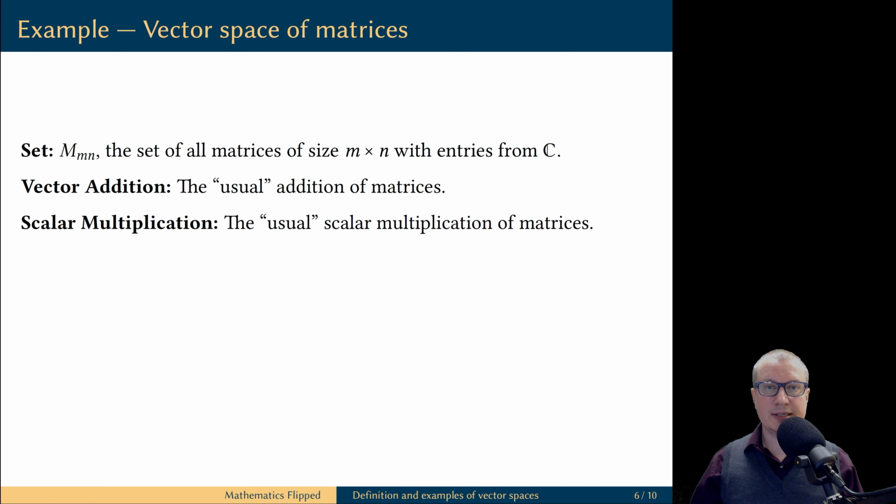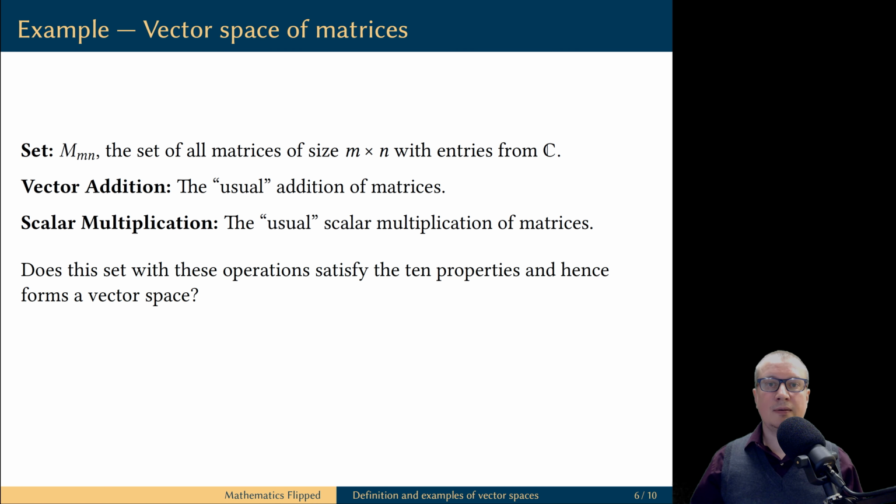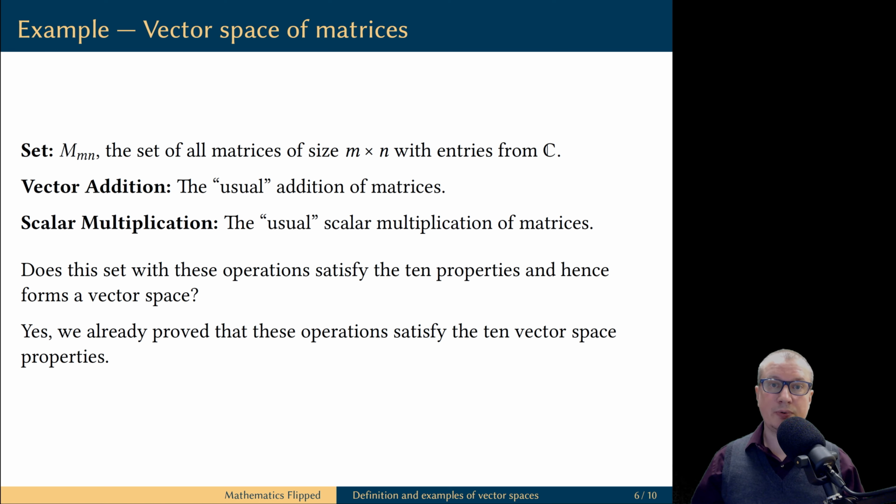Next example is the set of matrices of fixed size. We consider all possible matrices of size m by n with entries from the set of complex numbers. We take the usual operation of addition of matrices and the usual operation of scalar multiplication of matrices which we defined earlier. Does this structure form a vector space? The answer is yes, because we already proved earlier that matrix operations do satisfy all these 10 properties. Therefore, the set of all matrices of size m by n with these two specific operations is an example of a vector space structure.